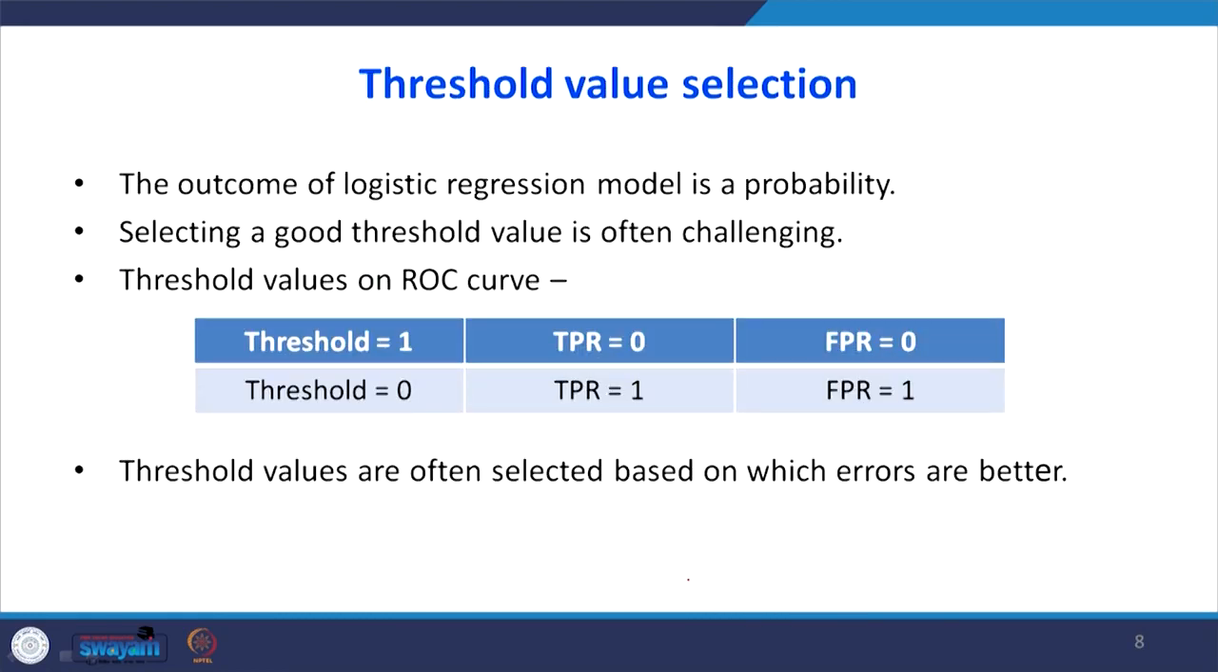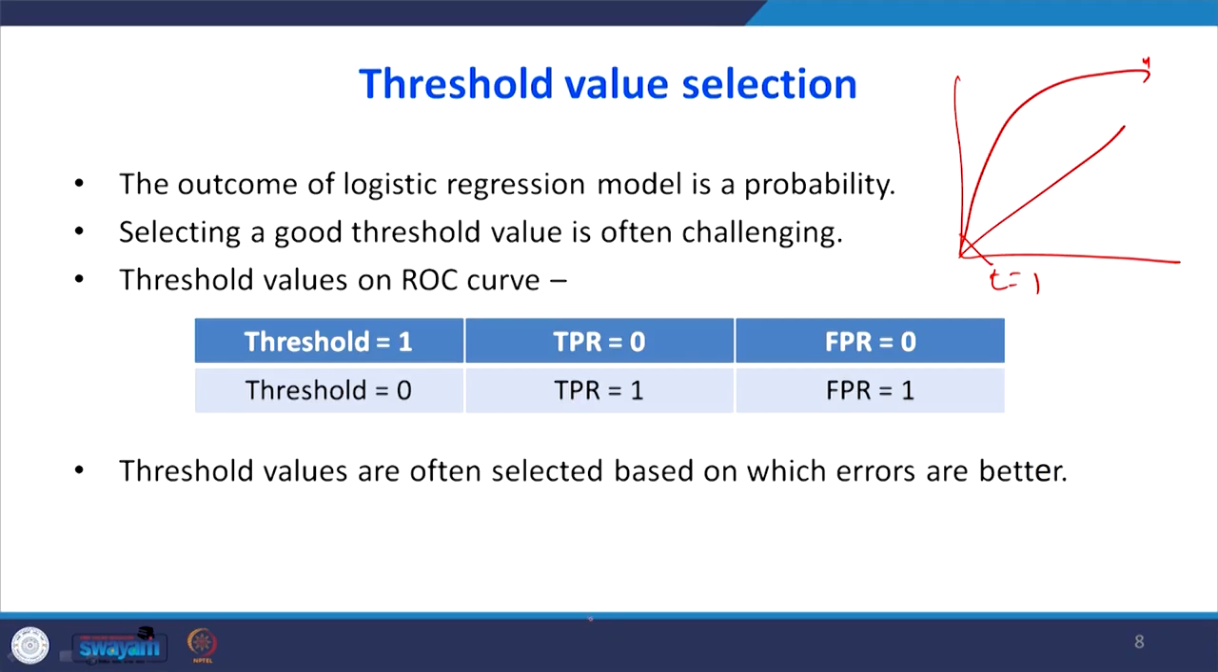How do we select the threshold value? The outcome of a logistic regression model is a probability, as you know. Selecting a good threshold value is often challenging. On the ROC curve, if the threshold is 1, what will happen? The true positive rate is 0 and the false positive rate is also 0; this is the place where t equals 1. When the threshold is 0, the true positive rate is 1 at this point and the false positive rate is also 1.